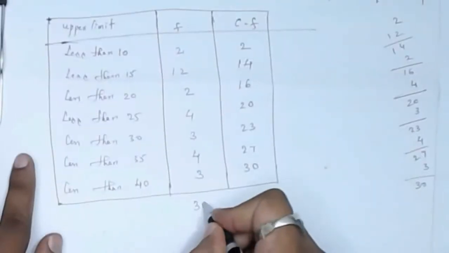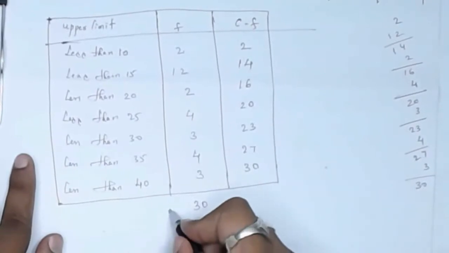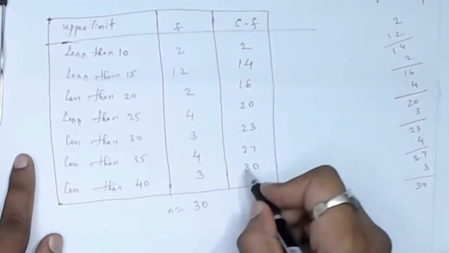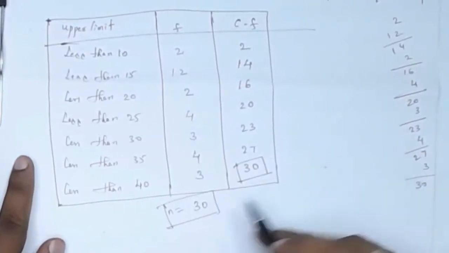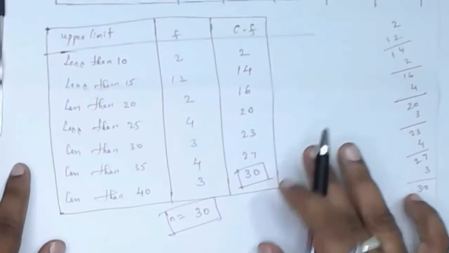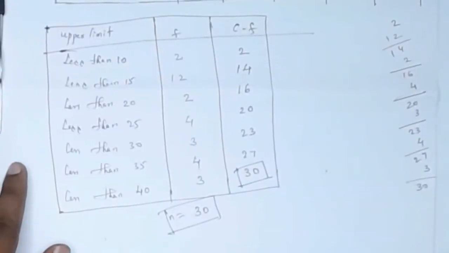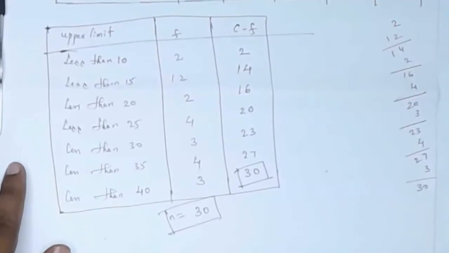So what is the final answer we got? 30. What is this? That is the value of n. So this value and this value should match. Yes, now our answer is correct. Now our answer is right. Got it? Now we draw the graph.